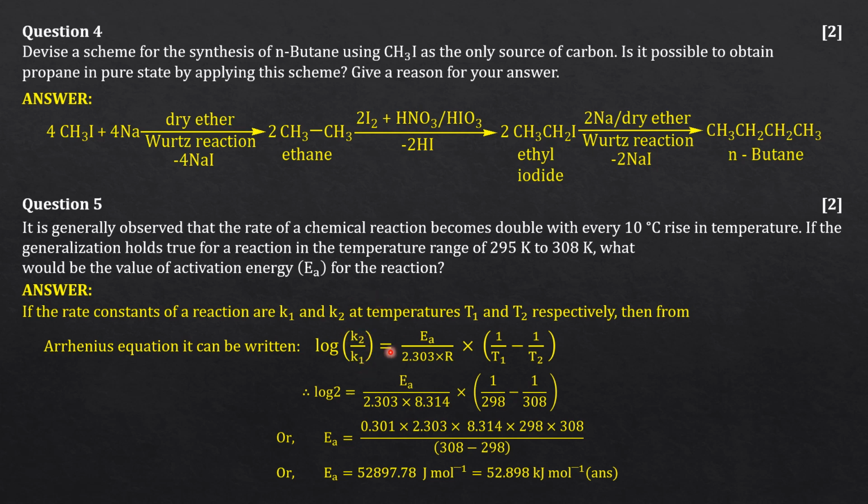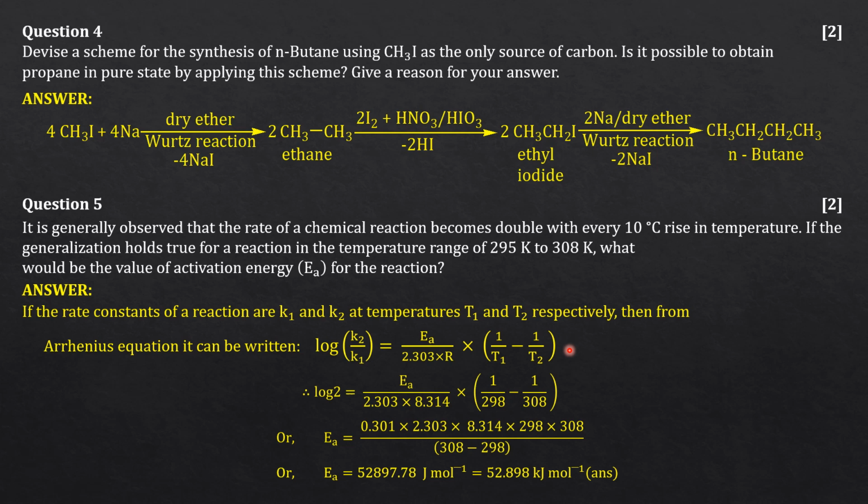If you are writing K2 by K1, it is 1 by T1 minus 1 by T2. So remember, in the log term, the one you are keeping in the numerator, on the right side, it will be in the minus form. If you are keeping the rate constant of 2 in the numerator, then temperature 2 will be minus. Similarly, if you write log K1 by K2, if you keep the rate constant 1 in the numerator, then here it will be 1 by T2 minus 1 by T1. That is a trick to remember so that you never get it wrong.